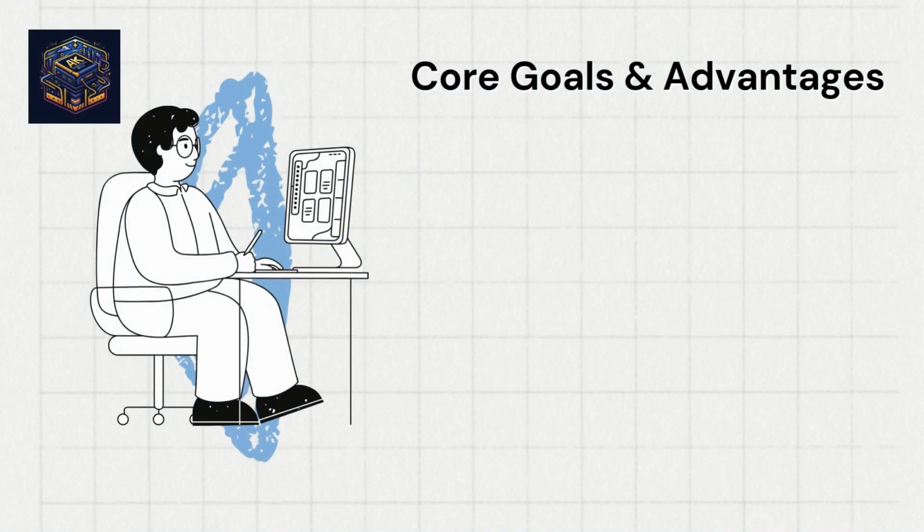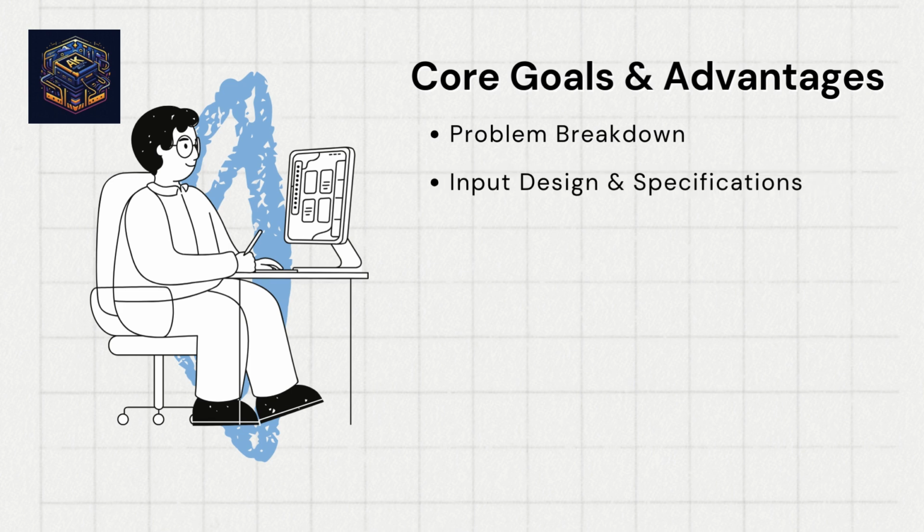Let's dive into the goals and advantages of an SRS document and explore why it's such a critical part of the software development process. Let's begin with its core goals. 1. Problem breakdown. The SRS document effectively breaks down the problem into manageable parts, making it easier to address each component systematically. 2. Input to design specification. It acts as the parent document for subsequent deliverables, such as the software design specification and the statement of work.